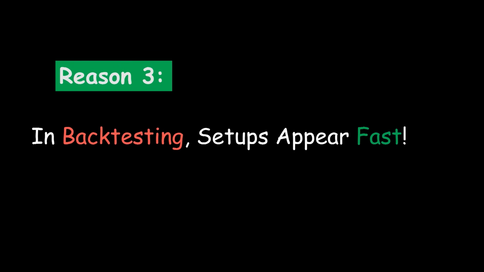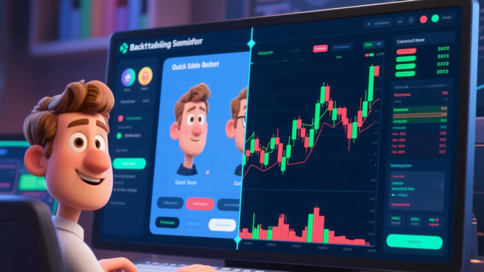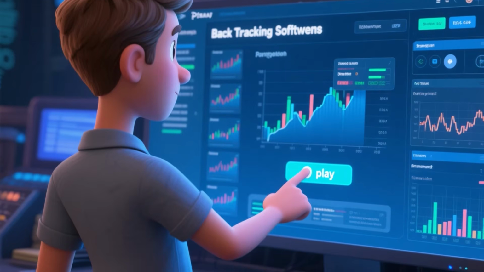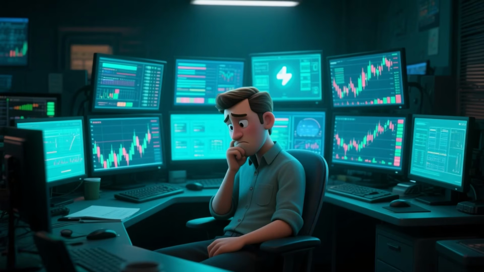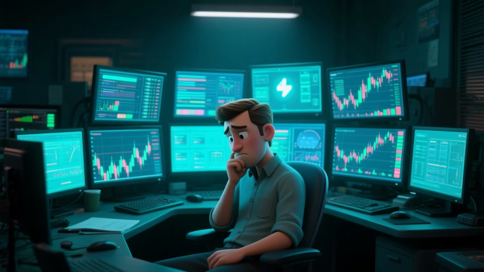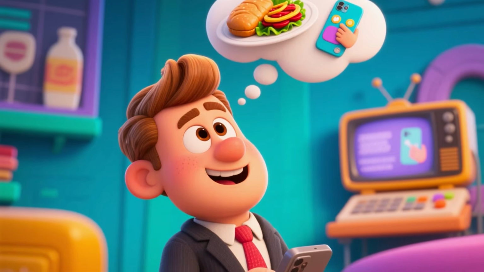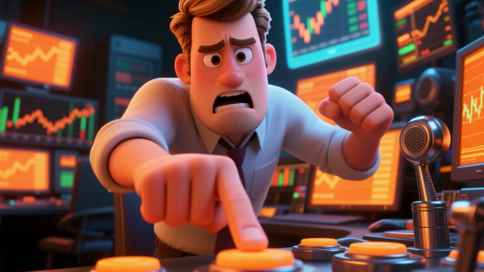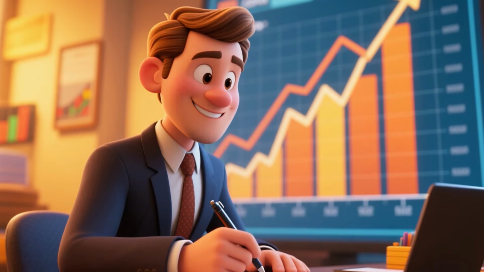Reason 3. In backtesting, setups appear fast. In a backtest, one setup ends, you hit play, and boom, the next one appears. But in real time, you might wait hours for the next valid opportunity. And waiting is hard. You get bored, you lose focus. And that's when you start forcing trades just to feel active. You need to accept the silence of the market. Sometimes, not trading is the best trade.